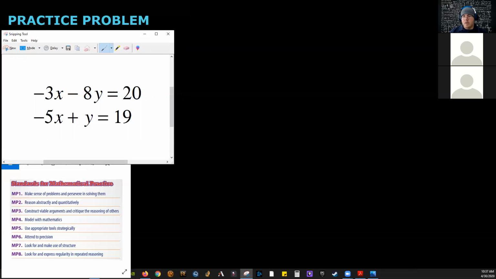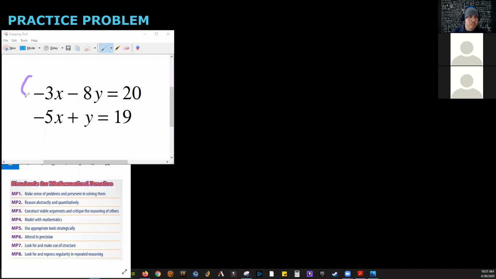Okay, so everyone has had a genuine head start on me, but let's see what my scrapbook looks like, and let's see if ours looks the same in the end. So here's our system. I noticed they didn't give me an x equals stuff or y equals stuff, but I'm noticing this bottom section is pretty easy to manipulate. So it starts off with negative 5x plus y equals 19.